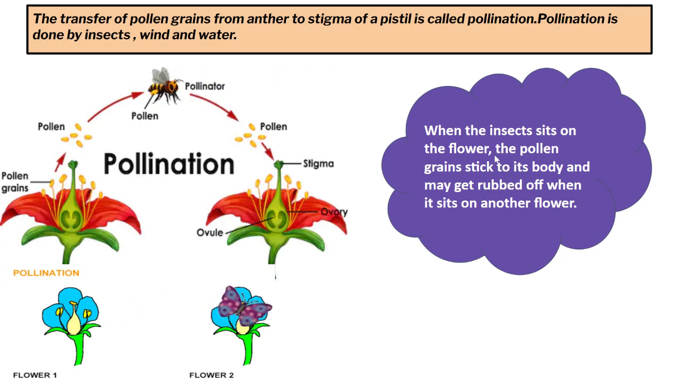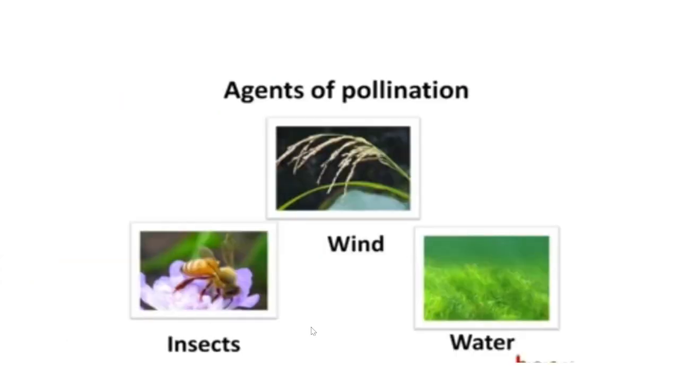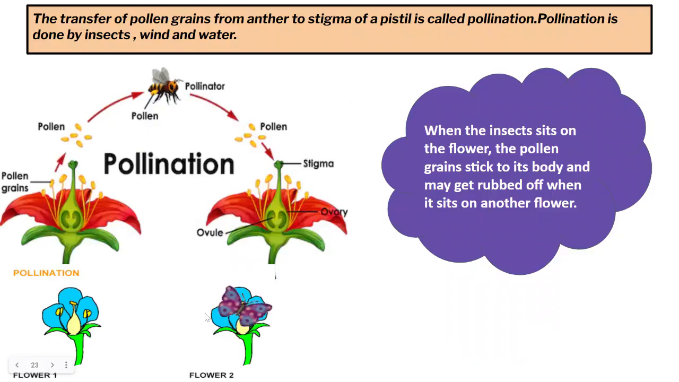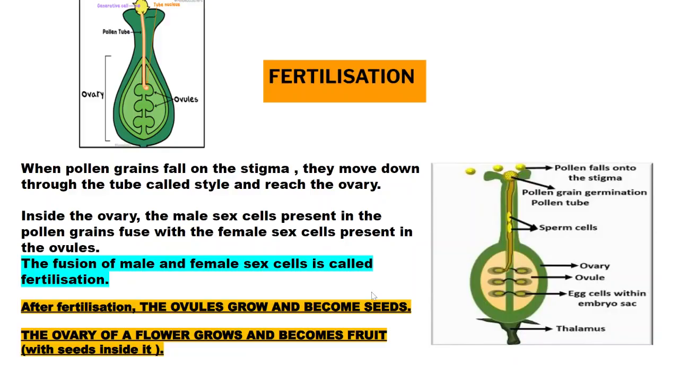Children, when an insect sits on the flower, the pollen grains stick to its body and may get rubbed off when it sits on another flower. That is how pollination happens. The agents of pollination are insects, wind, or water. So I hope you have understood that the transfer of pollen grains from the anther to the stigma of a pistil is called pollination. Now let us discuss fertilization.